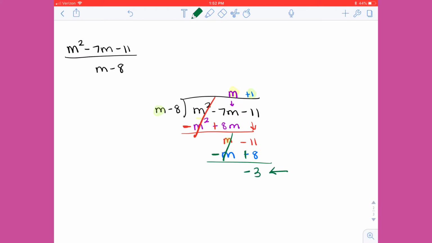So now I actually have a remainder. So we don't want to just leave our remainder down there. It is part of our answer. You may have remembered back in the day you would write r negative 3 like that. We are not doing that in this course, okay?